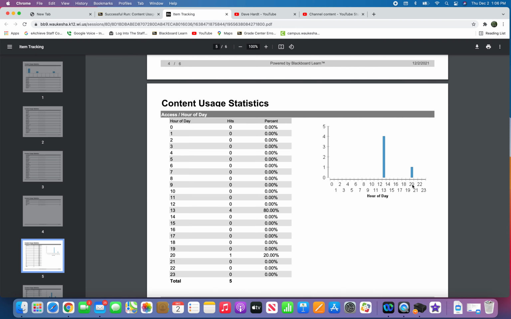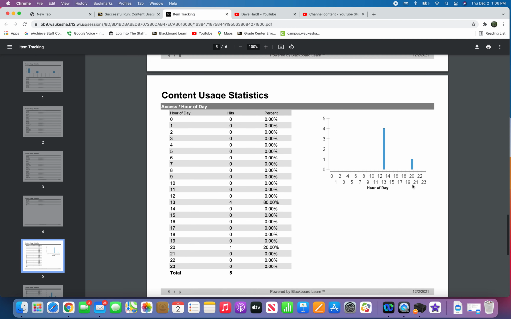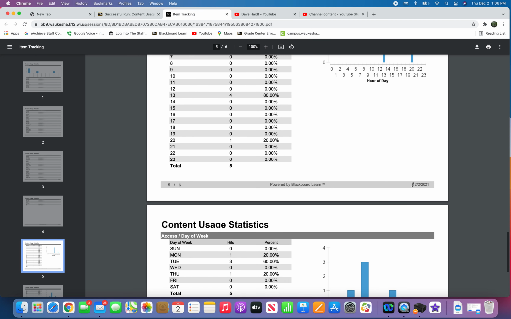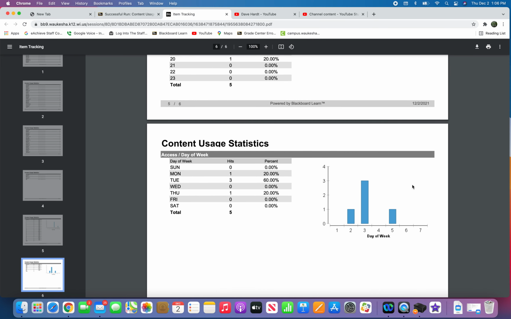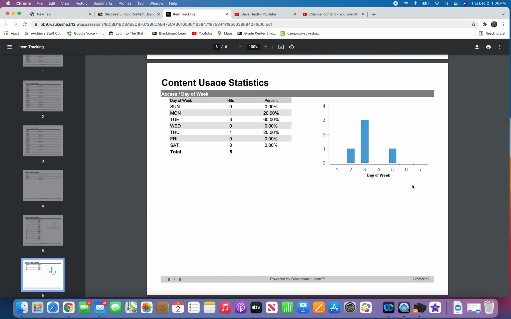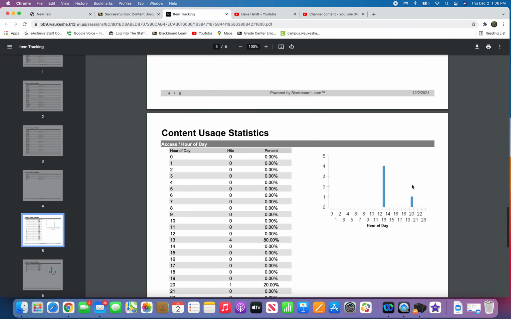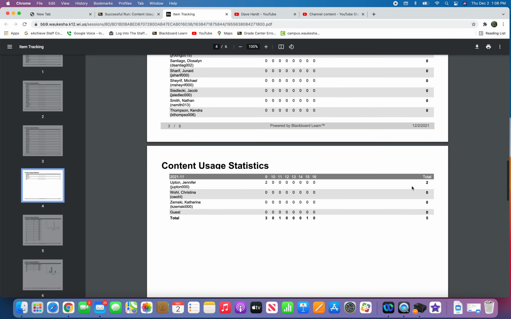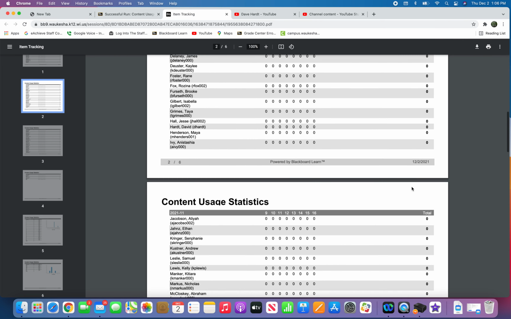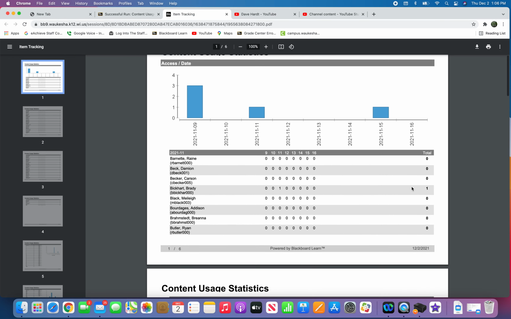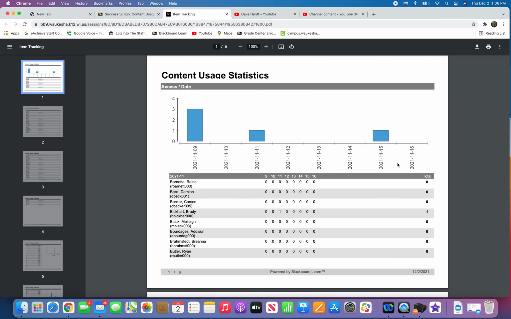What is it, about 8 o'clock? Somebody looked at it about 8 o'clock. Then day of the week, Monday, Tuesday, and Thursday. So that's the report it gives you. I guess you could probably download those or run screenshots if you needed to prove someone was in your recorded session. But that's the report that it runs.